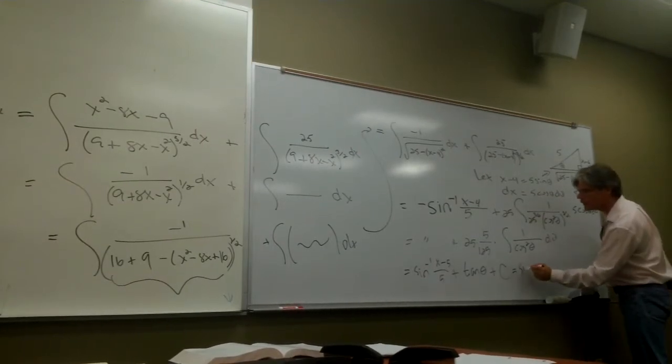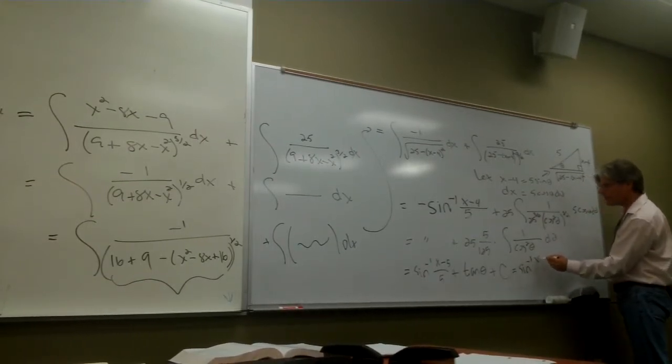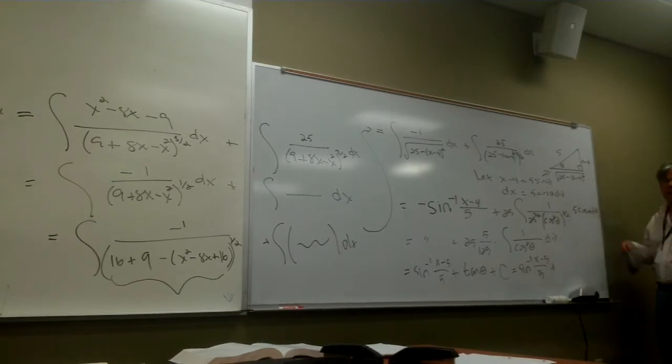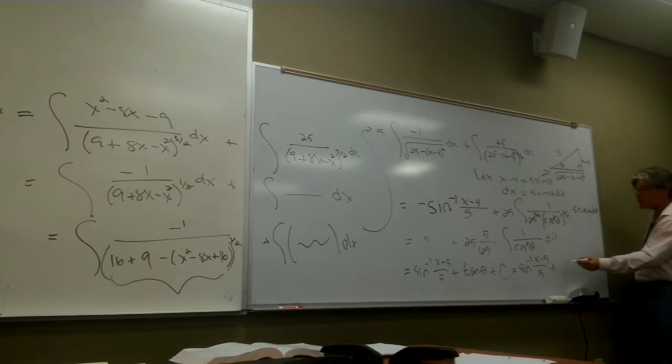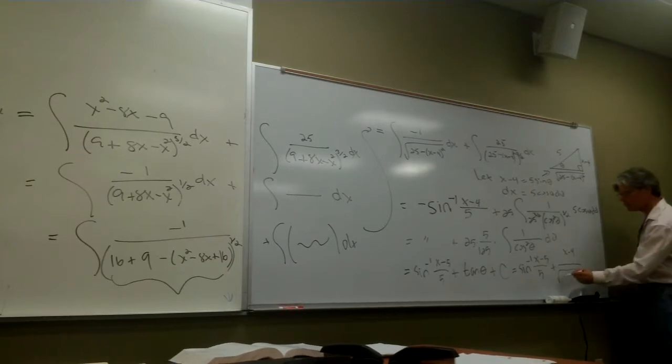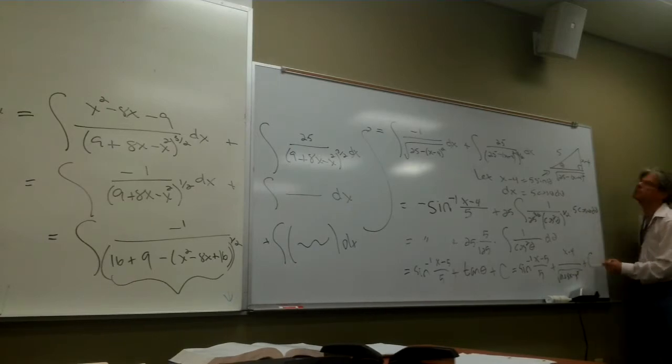So I've got the inverse sine of (x minus 5) all over 5, plus a tangent of that angle. But jeepers, you guys, the tangent of the angle is nothing more than the ratio of x minus 4 to the square root. Sorry, I can't do it in my head. Is it 9 plus 8x minus x squared? What do you think? Beautiful.